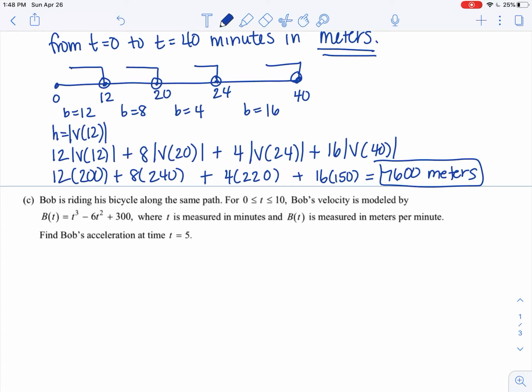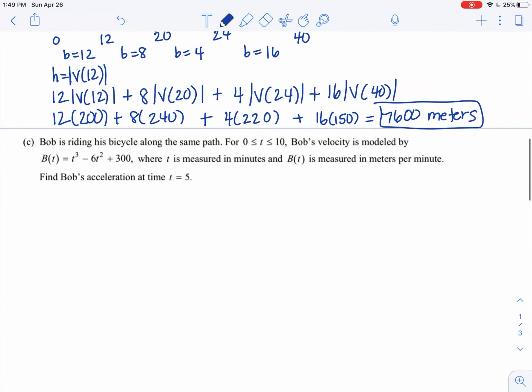Okay, so let's get into an alternate version of integration stuff. Instead of just using Riemann sums to approximate, now you're actually going to use integration rules to do things like velocity and acceleration. Bob is riding his bicycle along the same path from 0 to 10. Bob's velocity is modeled by v of t, where t is measured in minutes and v of t is measured in meters per minute. Find his acceleration at t equals 5.